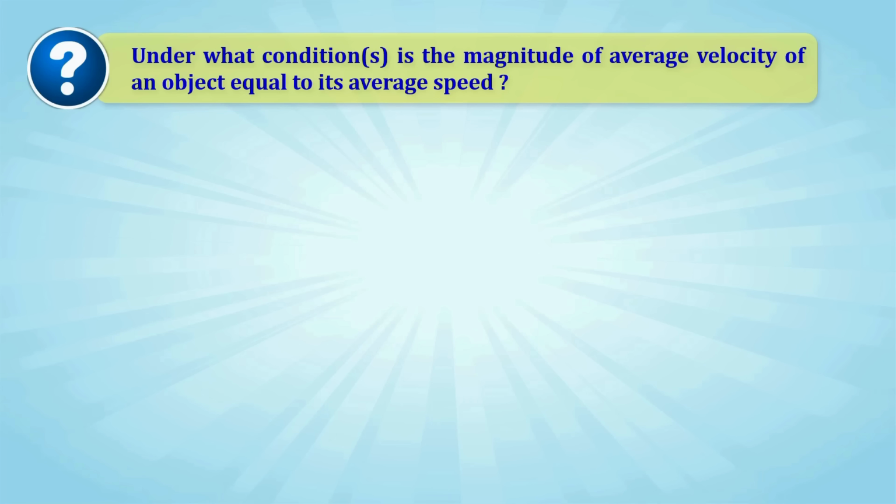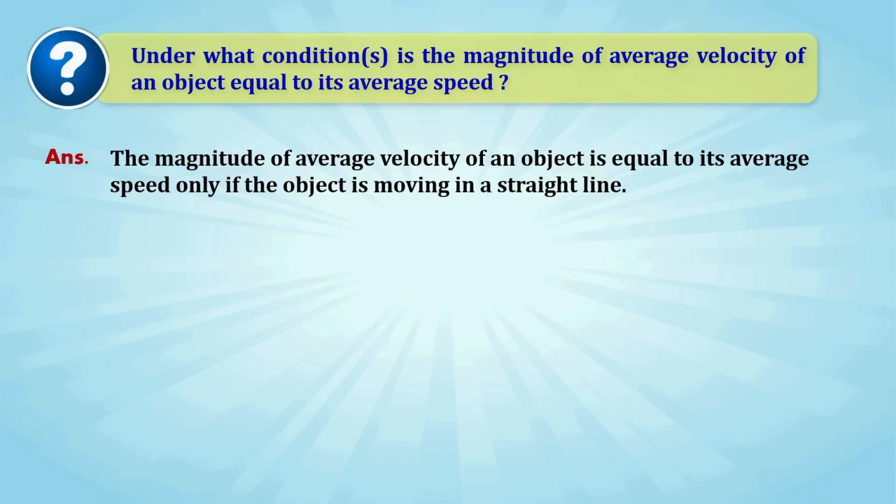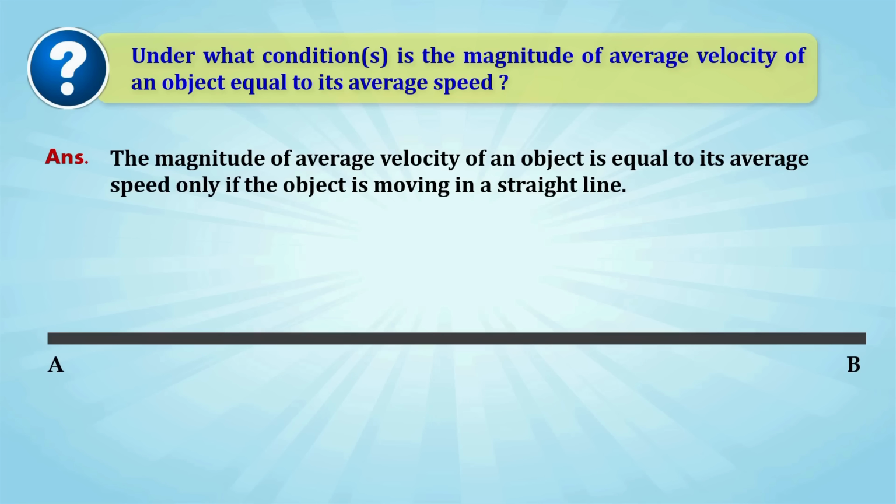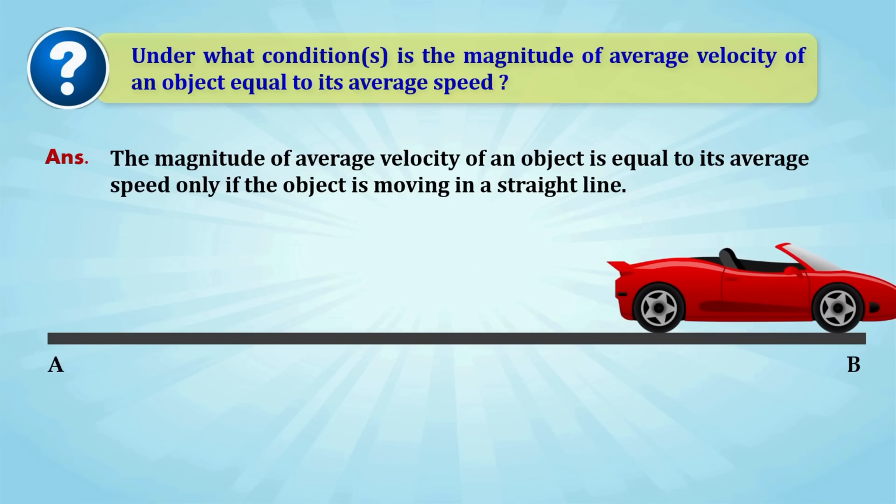If an object moves in a straight line and it does not change its direction, then the distance traveled is exactly equal to the displacement. In such a case, distance is equal to displacement. Time taken is the same for both. Therefore, average speed is equal to magnitude of average velocity. So, we can conclude the magnitude of average velocity of an object is equal to its average speed only when the object is moving in a straight line. This condition is very important for board exams and numericals.